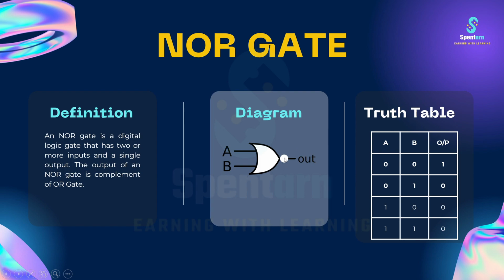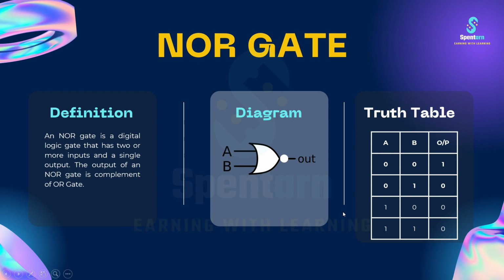This bubble is nothing but an inverter gate we are adding, right? A and B are the inputs, and the output we get is the complement of the OR gate. So for A, B we give 0 0, 0 1, 1 0, 1 1, and the output would be 1 0 0 0, right? I hope it is clear to you.